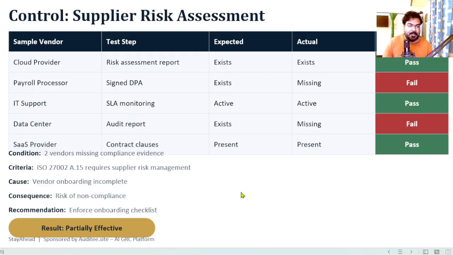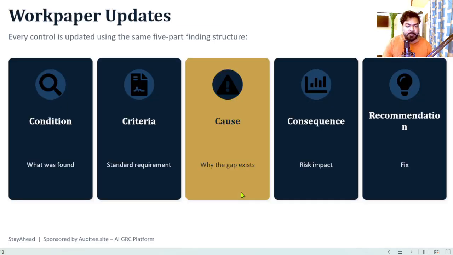Slide 11, documentation. Workpaper updates. Every control in this series gets documented using the same 5-part finding structure, so let's define it clearly.